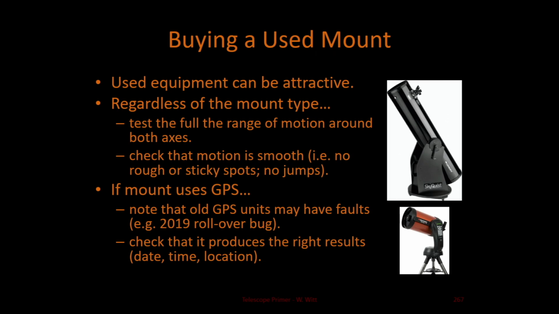People come with older mounts, and they're trying to use their GPS, but there've been various software or design issues around GPS. It's like the Y2K bug, for those of you who remember. It's sort of a variant of this, right? There was a 2019 GPS rollover bug. If your mount is that old or older, you may need a fix, and that may be why your mount's not working.